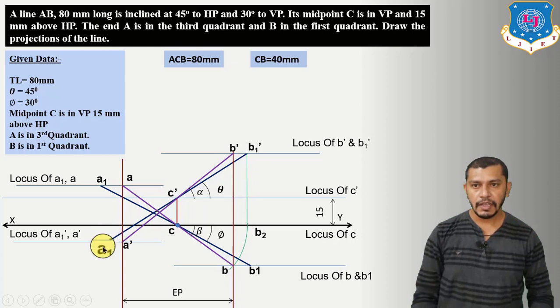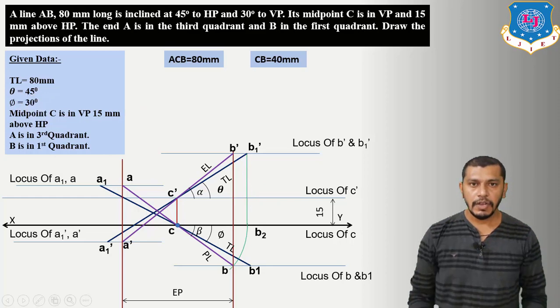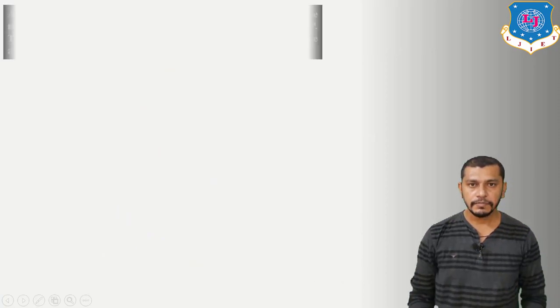So right now we can say that A1 dash C dash B1 dash is our true length, and A1 C B1 is also our true length. A dash C dash B dash is our elevation length, and A C B is our plan length. So these are the projections of line AB, which have a midpoint and which is inclined to HP at an angle of 45 degree and VP at an angle of 30 degree. Now let's move on to next example.